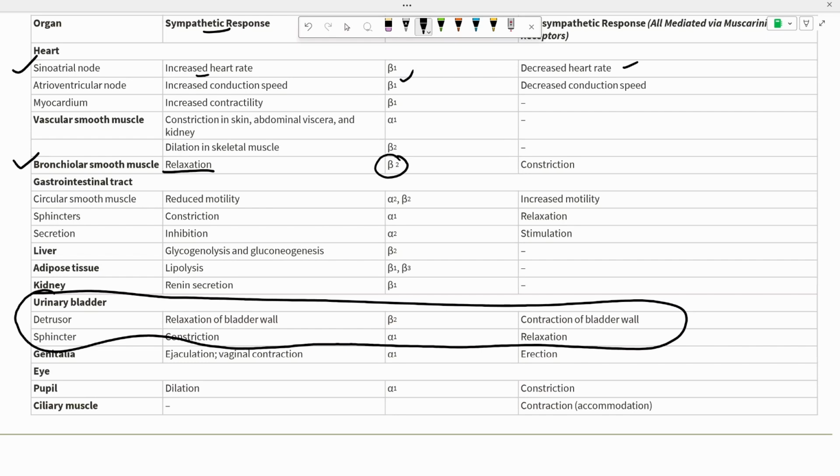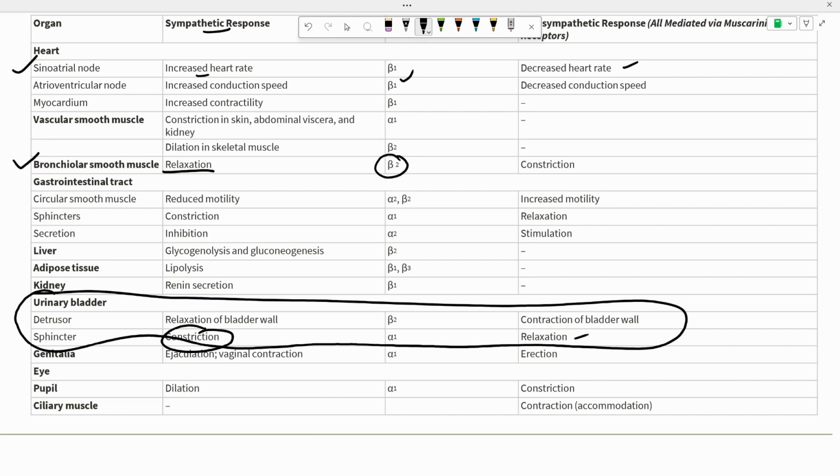The sphincter control, with sympathetic response, it causes constriction. Okay, remember, we don't want to have to move our bowels or our bladder. So by having that sphincter very tightly controlled, we don't have to think about holding in our bodily functions. Our body will take care of it in that stress response. And during a parasympathetic response, relaxation of the sphincter so that urine can flow freely and out.